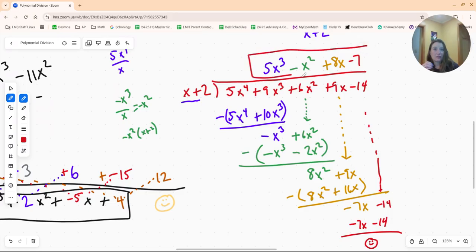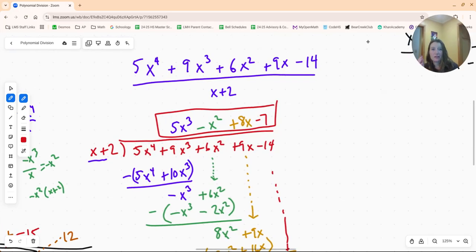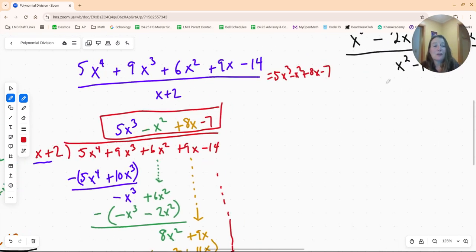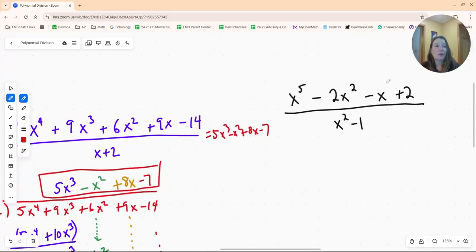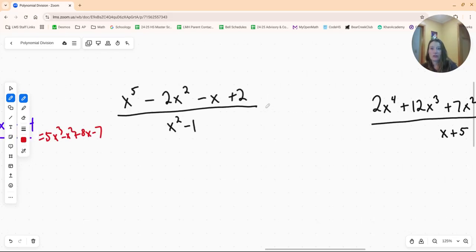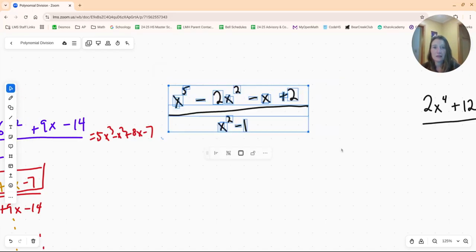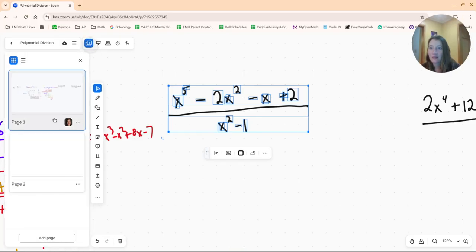And there's my quotient. So up here, I could say this ridiculous division equals 5x cubed minus x squared plus 8x minus 7. So that's polynomial long division. We're going to practice some synthetic division one more time here. Actually, I think we're going to do it 2 more times. I might move this guy to the next slide, though, so I have a little bit more room to write. Let's just go to the next slide.